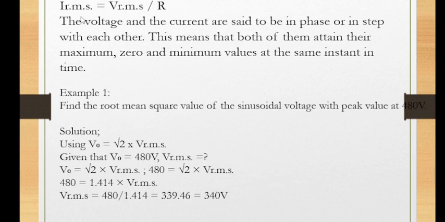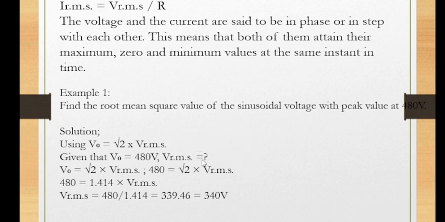Yes, we can also write that IRMS is equal to VRMS over R. Don't forget that, because I is equal to V over R, IRMS too can be VRMS over R. The voltage and current are said to be in phase, or in step with each other. This means that both of them attain their maximum, zero and minimum values at the same instant of time. That is when you say that they are in phase.